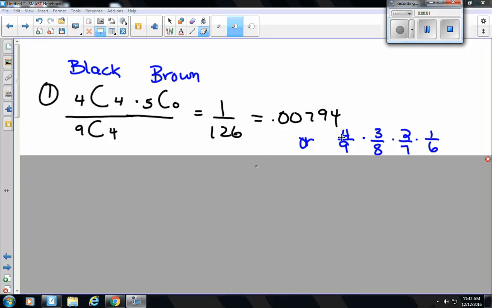So problem number 1 says a jar contains 4 black buttons and 5 brown buttons. If 4 buttons are picked at random, what's the probability that all of them are black?